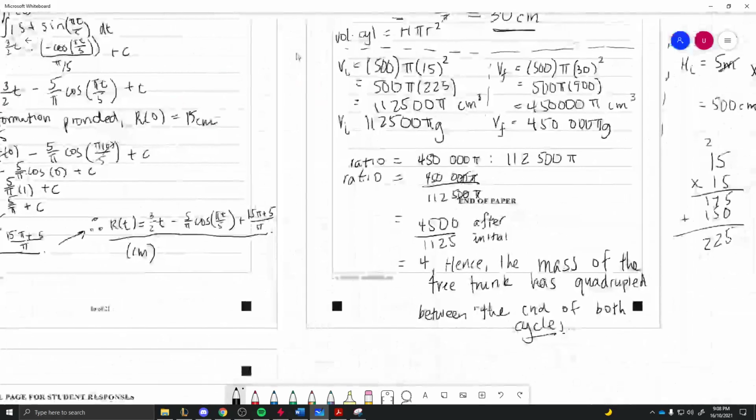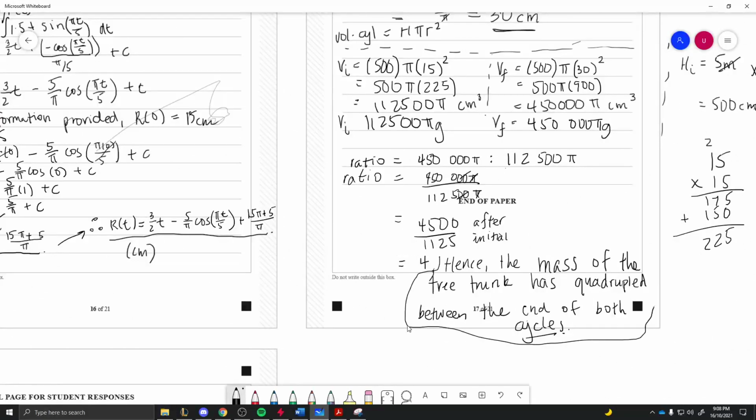I don't believe that you need to give a small conclusion, because it just asks for the ratio. It doesn't ask you to justify the answer and show your understanding of what it means. But this is your answer.